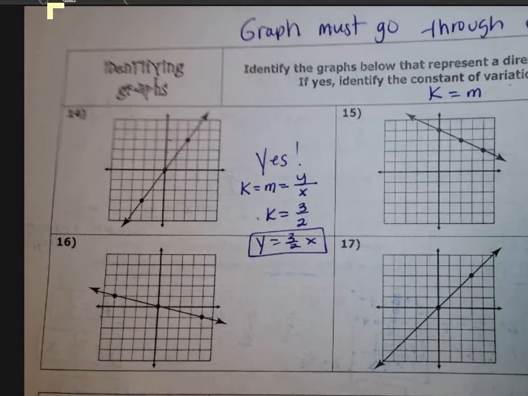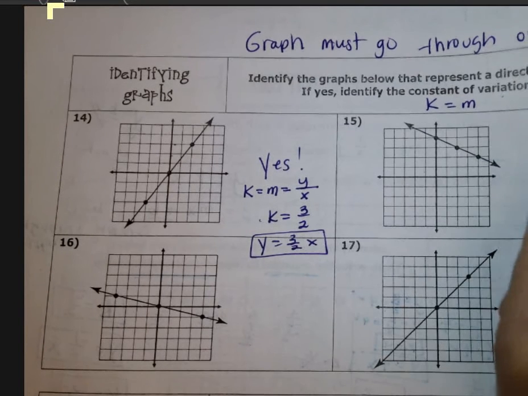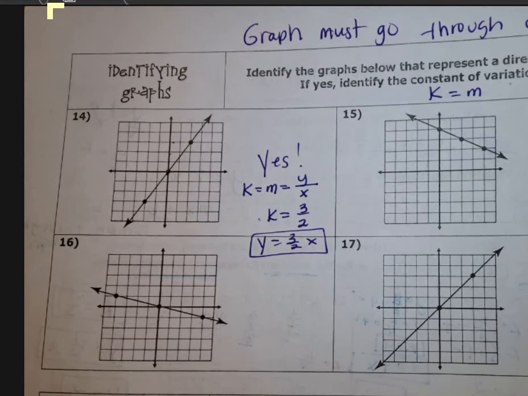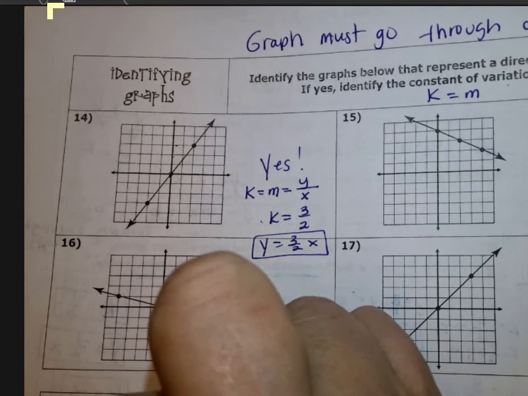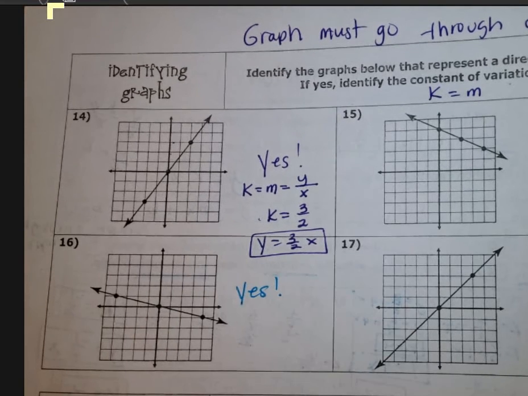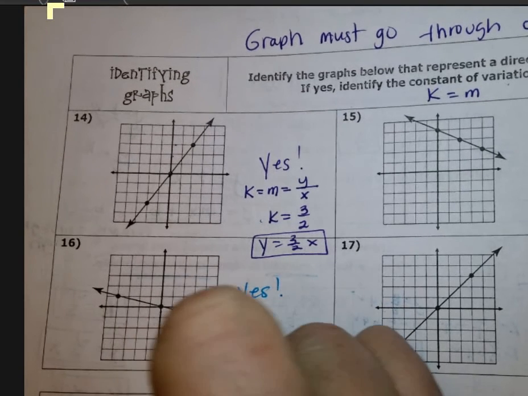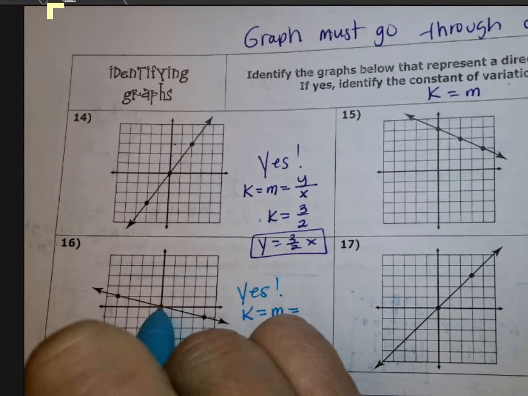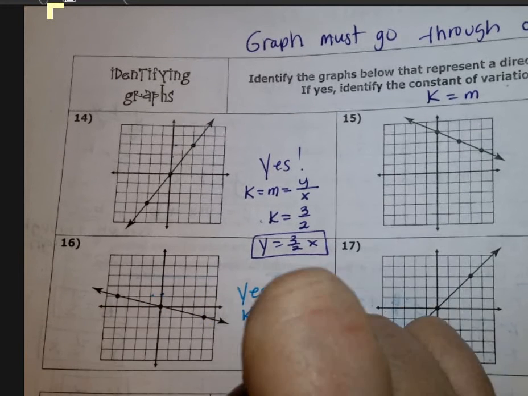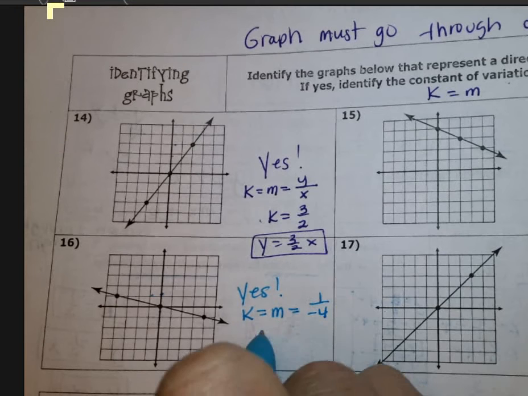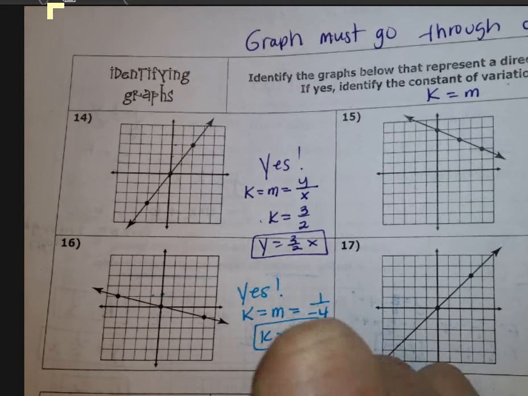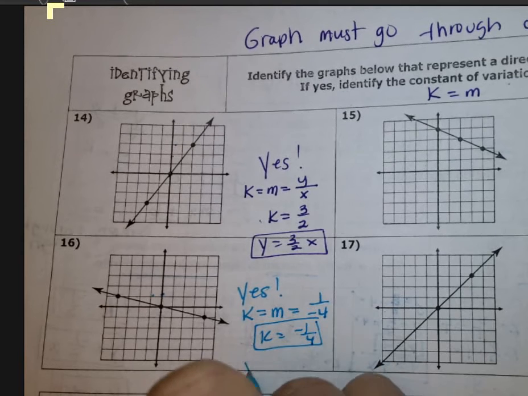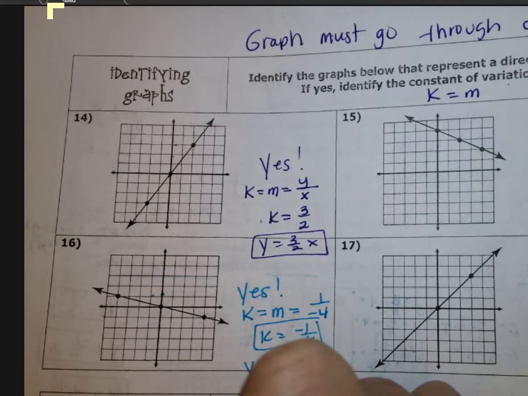Number 15. No way, Jose. It doesn't go through the origin, so it cannot be direct variation. Number 16. Yes, yes, yes, because my graph goes through the origin. So then my constant is my slope, which equals what? I come up 1. I go over -4. So my constant equals -1/4. I just made my negative into the denominator. And then my equation is y equals -1/4 x.